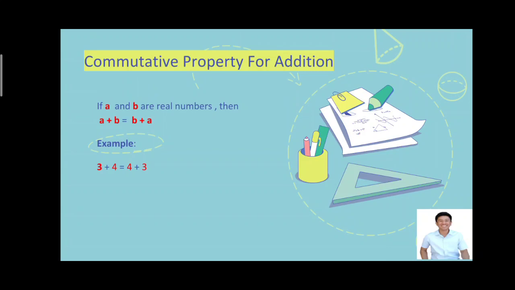Dito, kahit magkabaliktad sila ng order, okay lang. Pag pinag-plus natin, 7 is equal to 7. So, another example, 4 plus 5 is equal lang siya sa may 5 plus 4. So, pag pinag-plus, is equal to 9.